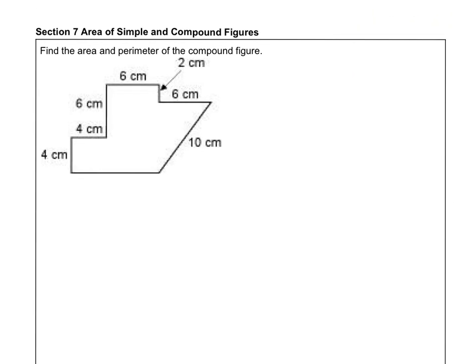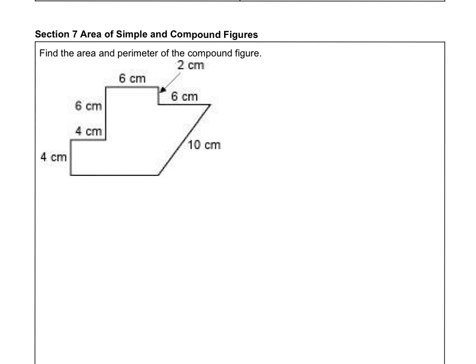All right, so section 7, we talked about area and perimeter of compound figures. So we had a figure comprised of multiple shapes, and we wanted to find the area and the perimeter. So I'm going to start with the area. It's always best to split it into rectangles, squares, and triangles. So I have a square, a rectangle, and a triangle I need to find the area of.